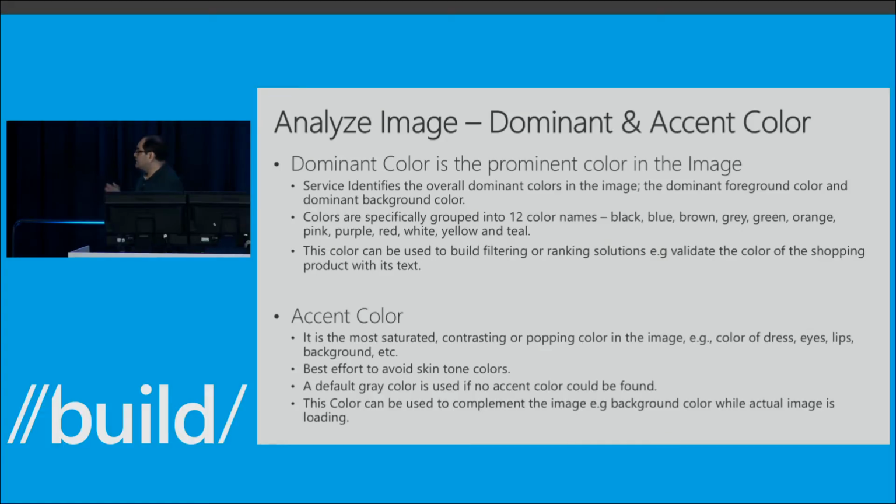But accent color, as I talked about, is a color where we try to get the most saturated, contrasting, or popping color of the image, and we try to avoid skin tone. And also, if we are unable to find any color, then we use a default gray color. And there are many interesting applications. Once you start using this, it's pretty addictive. In Bing, we are now using it in various places whenever we show images.